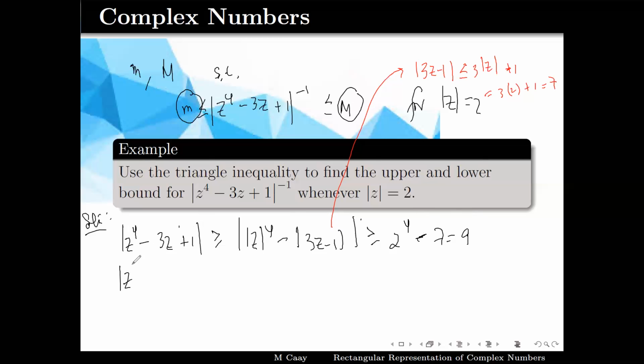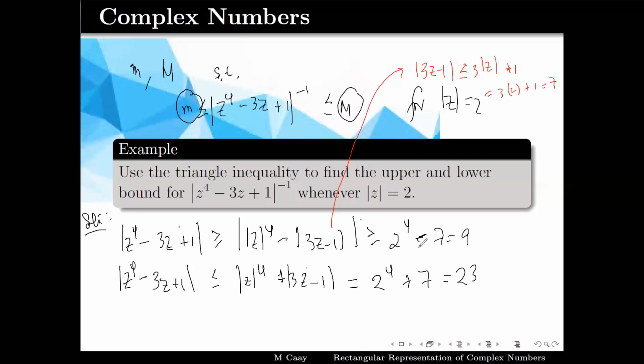Now also, z to the 4 minus 3z plus 1 is always less than or equal to the modulus of z to the 4 plus the modulus of 3z minus 1. This is equal to 2 to the 4 plus 7 equals 23. So we're pretty sure that this modulus here is less than or equal to 23.